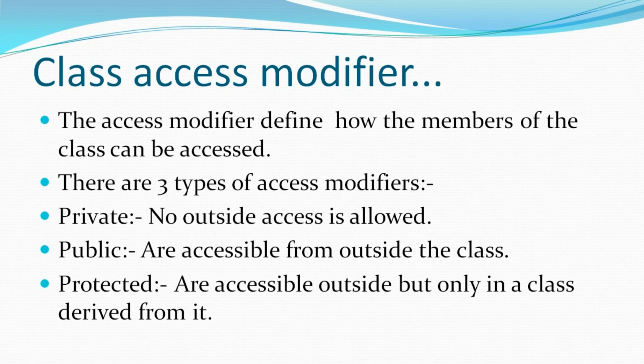Third is protected. Protected means whatever we define under the protected access modifier will be accessible, but only to the class that is derived from that base class. So these are known as access modifiers, and we're going to use them in our first program. So let's start our first program on class.